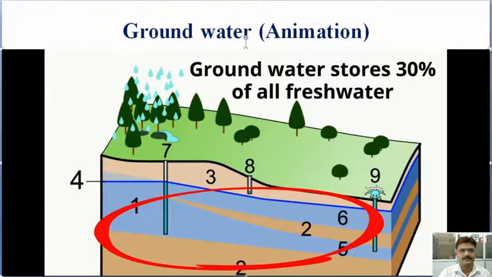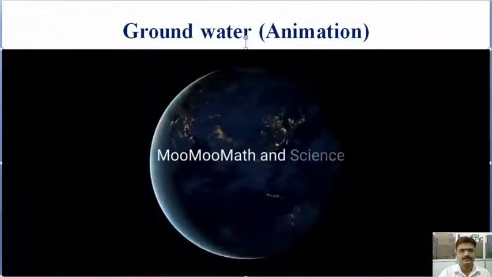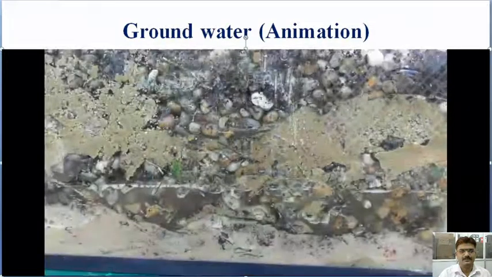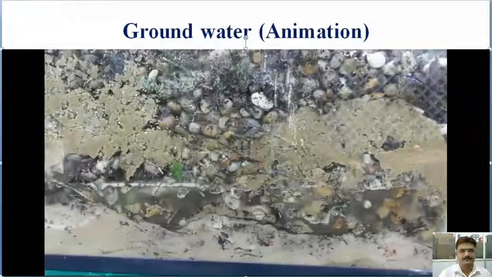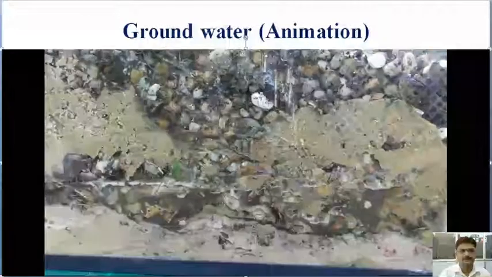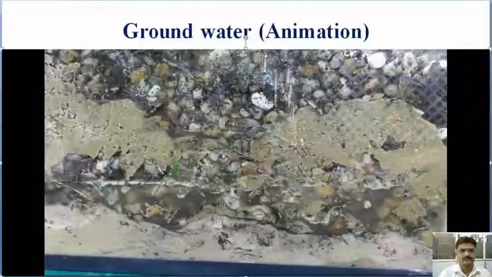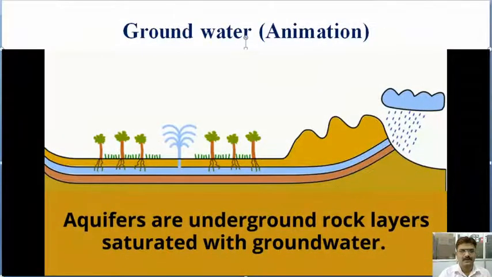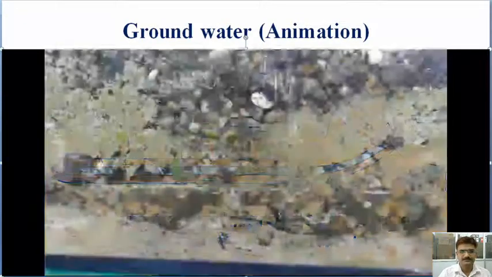But what is groundwater? Welcome to Moo Math and Science and Groundwater. Groundwater is water that finds its way between the gaps of rocks and sediments underground. As the water seeps into the ground, it may find its way into an aquifer. Aquifers are large underground rock layers saturated with groundwater. An aquifer is not an underground river, but large porous layers.